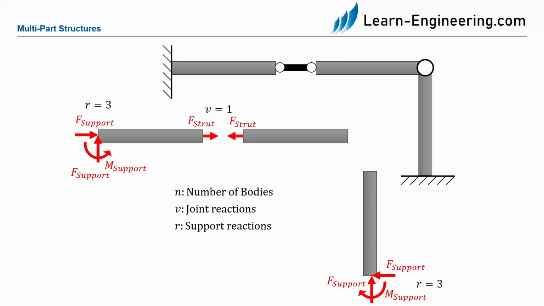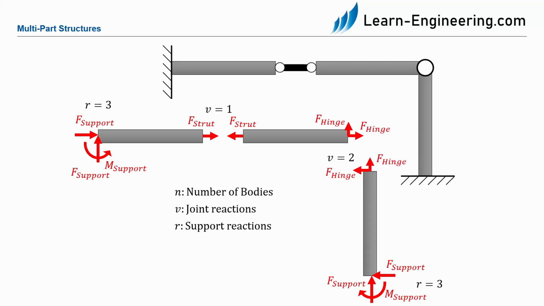Since the strut can only transmit a force in one direction and the bodies can still translate or rotate relative to each other, the joint reaction V is equal to 1. In the joint, the bodies can no longer move in translation relative to each other, but they can rotate. Here, the joint reaction V is equal to 2.